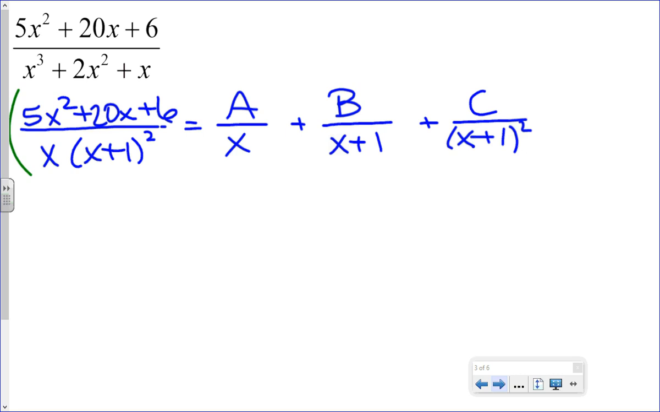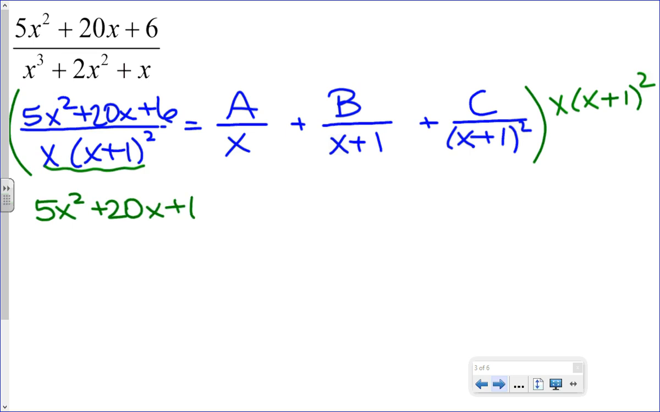All right, so we are going to multiply by x times x plus 1 the quantity squared because that is our LCD. When we multiply this fraction, the denominator cancels out and we're left with the numerator. When we multiply this fraction, the x's cancel and we're left with x plus 1 the quantity squared times a. When this second fraction multiplies over, only one of the x plus 1's will cancel, so b is going to be left to multiply to x and x plus 1. When this third fraction multiplies over, both x plus 1's cancel and we're left with c times x.